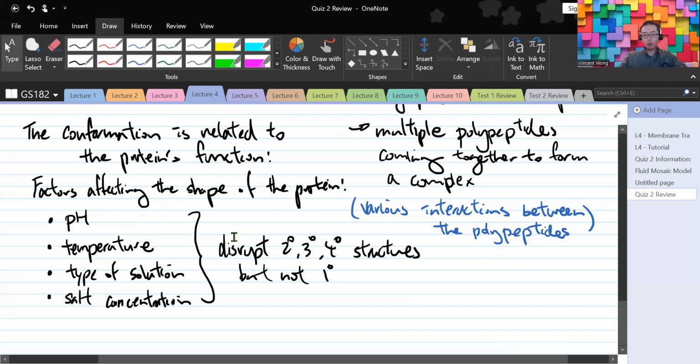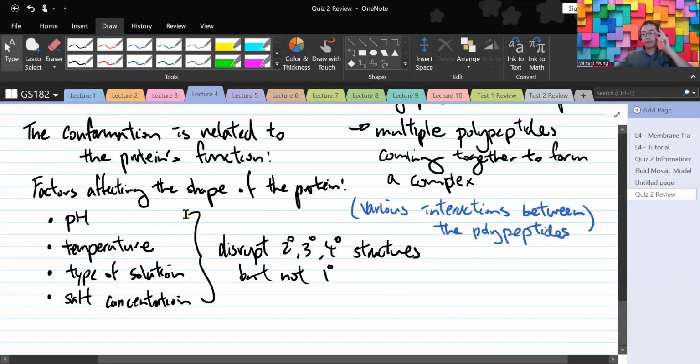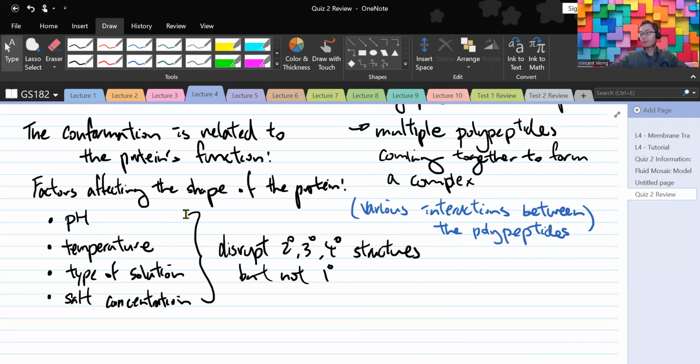Let me just double check if there's anything else you should know for the protein. I think you would be in a good spot if you start with those things and just focus on that for the proteins. Any question about proteins before I move on to nucleic acid? You can type your question. You can unmute and ask the question. Whatever you feel comfortable doing.